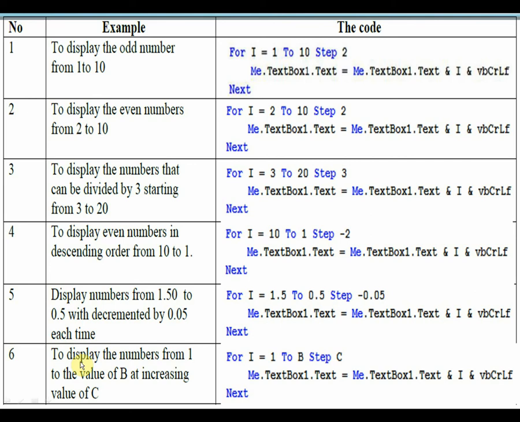Okay, what if I want to display the numbers from 1 to the value of variable b at increasing value? Increasing means positive value of c. For I equals 1 to b step c.